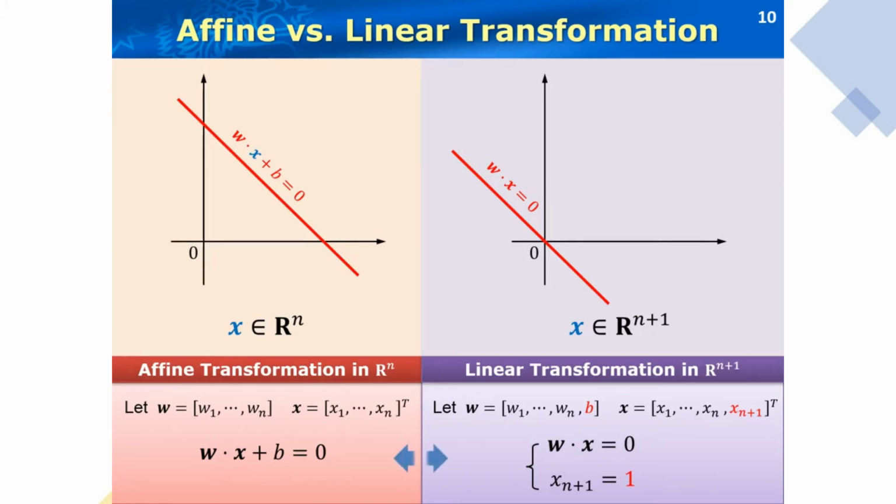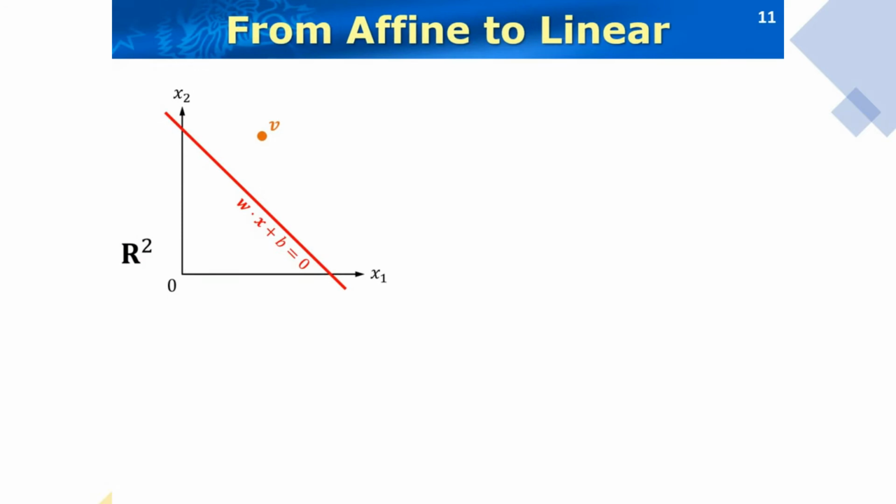This equation denotes a plane, and wx is equal to 0 denotes another plane. We notice that the intersection of these two planes in n plus 1 dimension is exactly the line in n dimension. Therefore, for a binary classification problem, if the decision boundary wx plus b is equal to 0 does not cross the 0 point in n dimension, we can convert it to a plane wx is equal to 0 that crosses the 0 point in n plus 1 dimension.